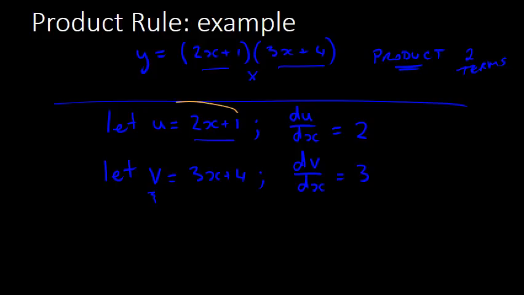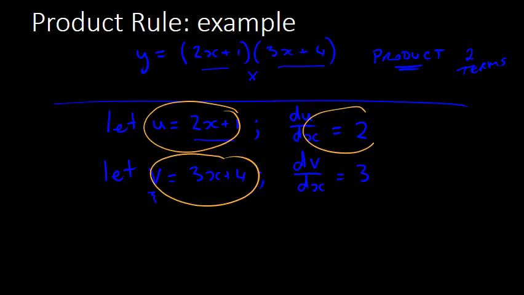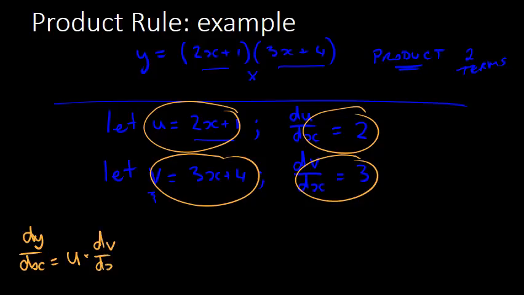The way we go forward is all 4 of these are going to be necessary, because the rule that I'm going to use is dy/dx equals u times dv/dx plus v times du/dx. You may notice that in each case here, the u and the v are opposites. So one gets combined with the other's derivative.